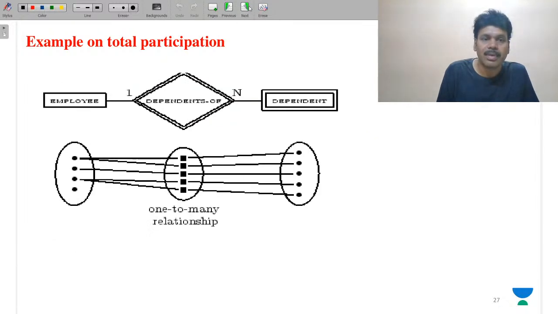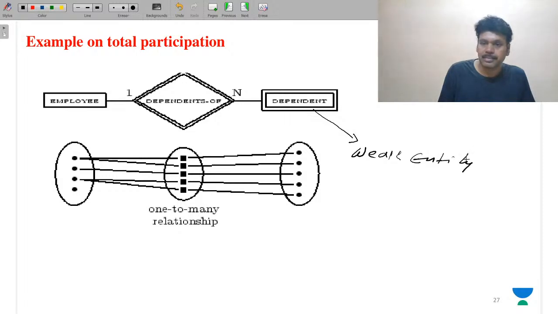Okay, friends. So you observe carefully. In this example you are able to say employee and dependent. What is the meaning of that? Employee and dependent. Please observe carefully. This is a weak entity. Please observe, friends. Weak entity is always with double. And this is a strong entity. That's why it is a single.